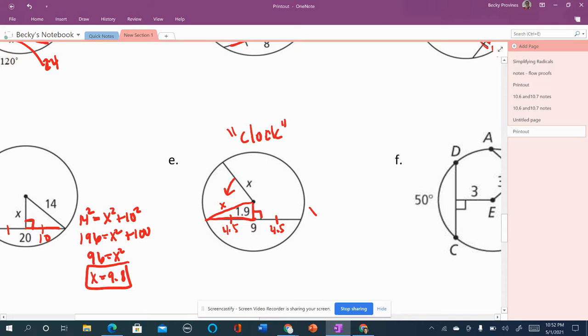So it's Pythagorean again. So x squared, your hypotenuse, equals 1.9 squared plus 4.5 squared. All right, so x squared is 23.86. Let's square root that and round it off to the nearest tenth. And I get 4.88, which rounds to 4.9.